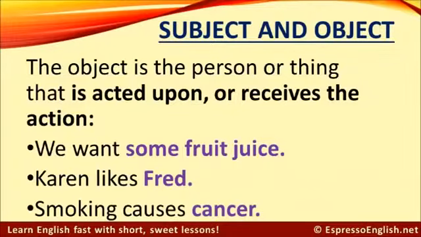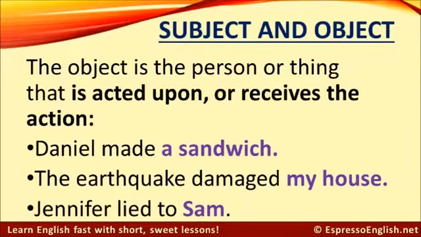The object is fruit juice. Karen likes Fred. The object is Fred. Smoking causes cancer. The object is cancer. Daniel made a sandwich. The object is a sandwich. The earthquake damaged my house. The object is my house. Jennifer lied to Sam. The object is Sam.